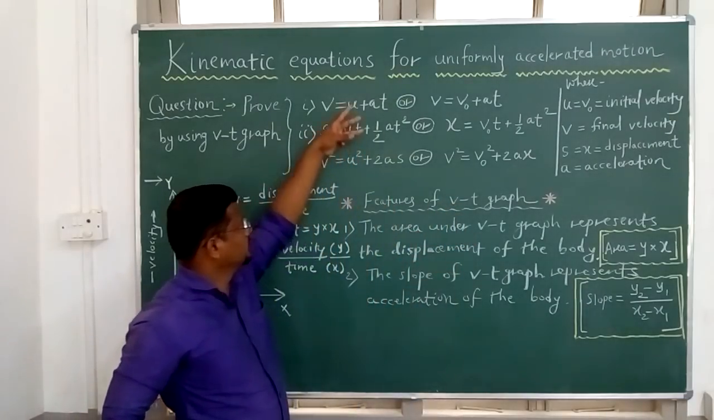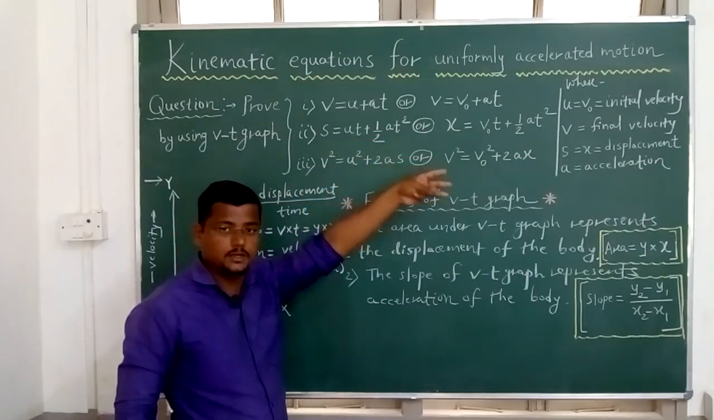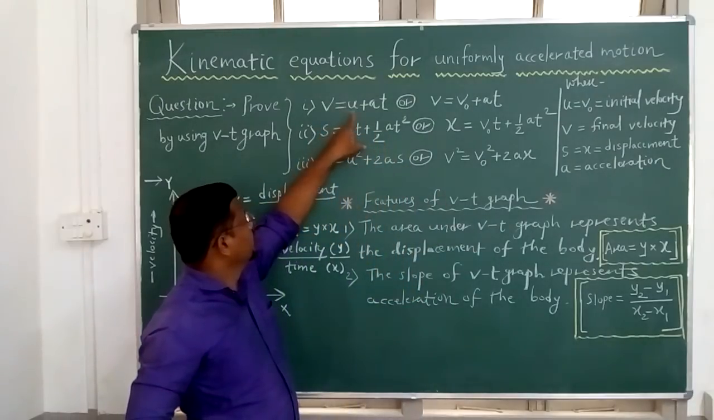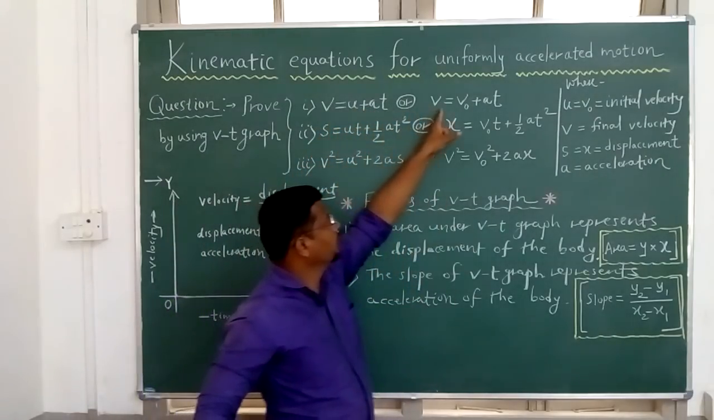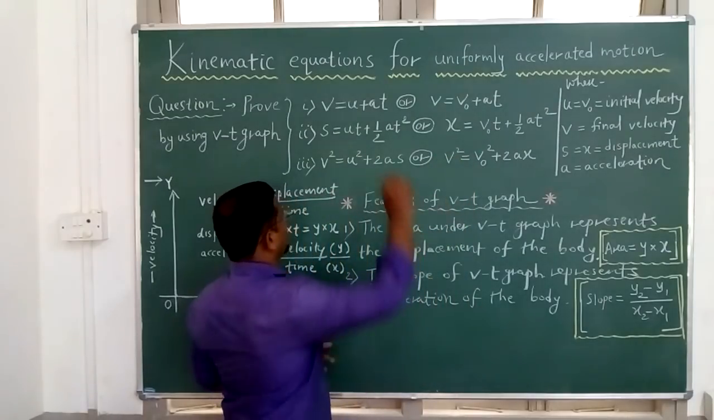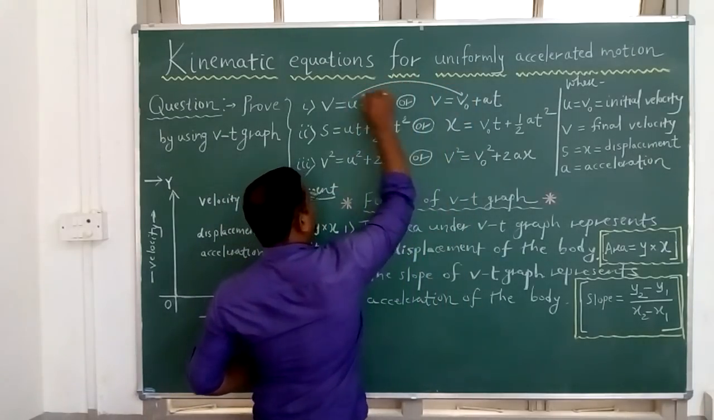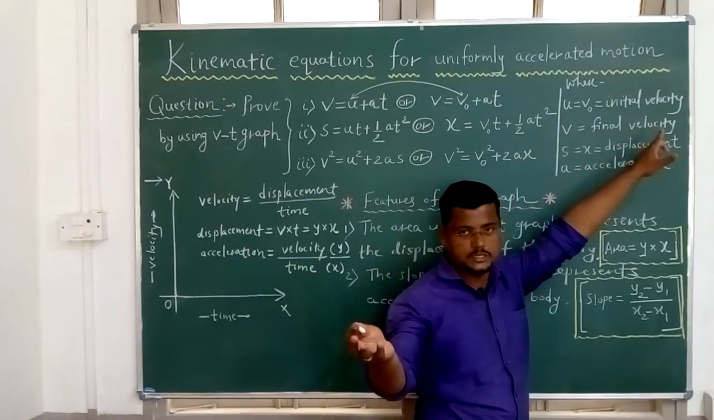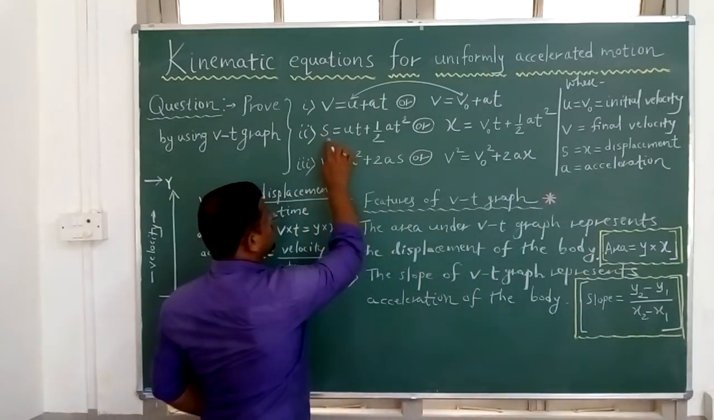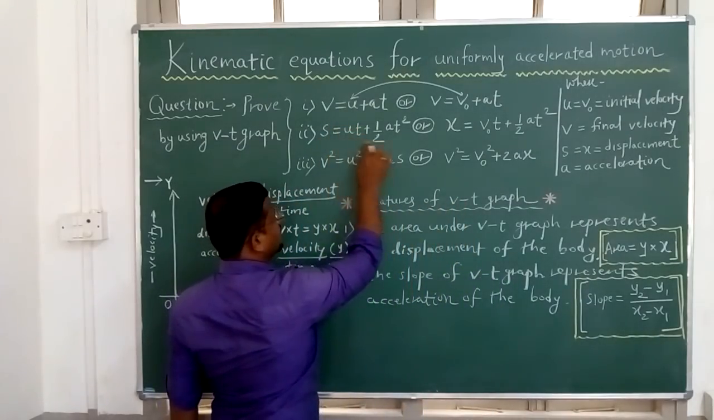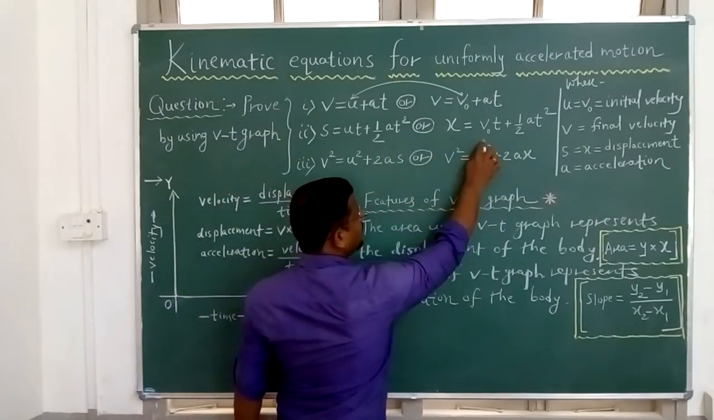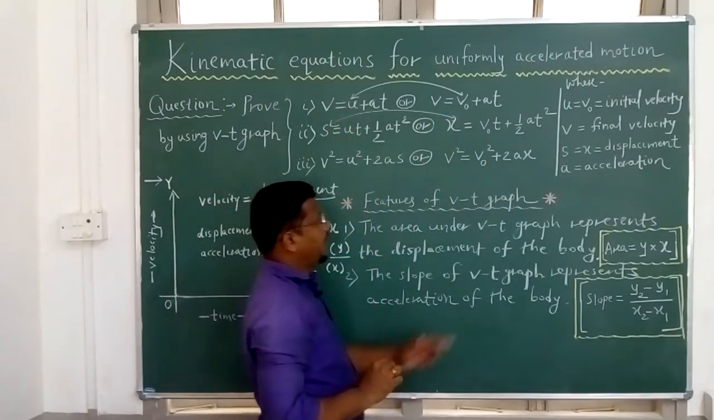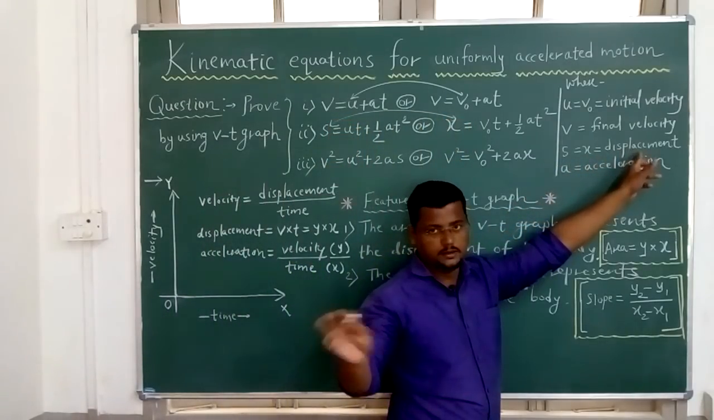So out of these 3 equations, they can ask any one equation in your examination for 5 marks. Now V equal to U plus AT can also be written as V equal to V0 plus A into T, where instead of writing U, I wrote V0, and U and V0 both are nothing but the initial velocity. Moving to this equation, I have written S equal to UT plus half AT square. Here X equal to V0T plus half AT square. So S is nothing but X, and both represent displacement.